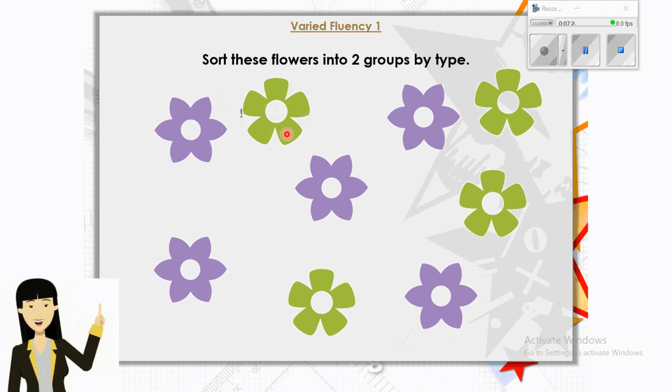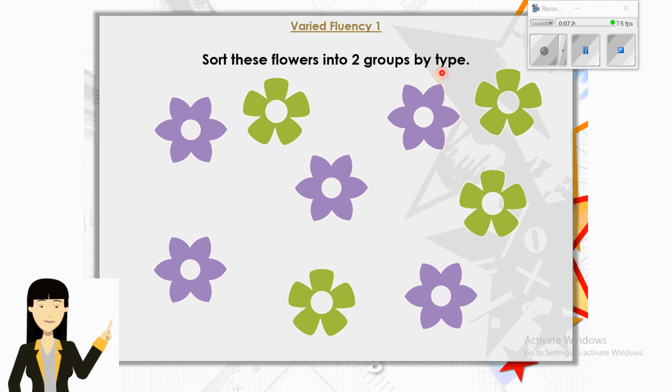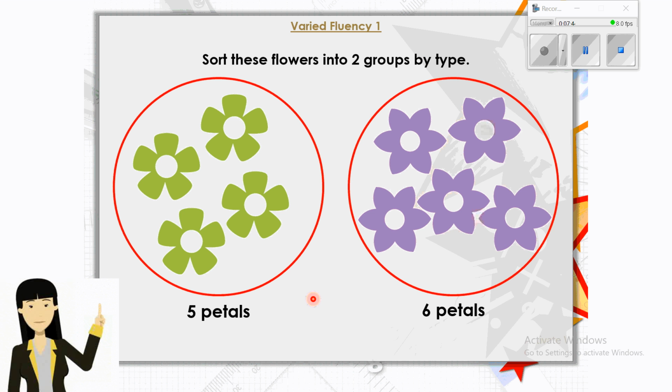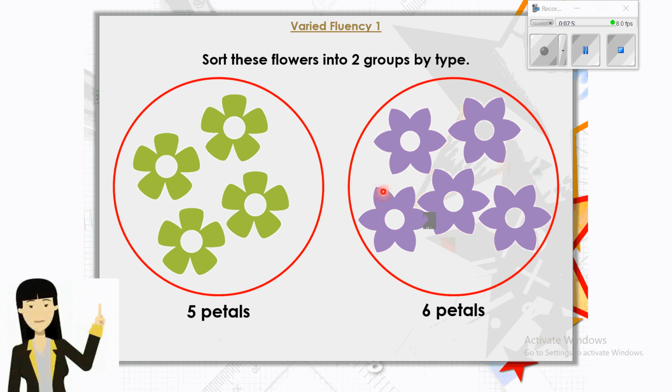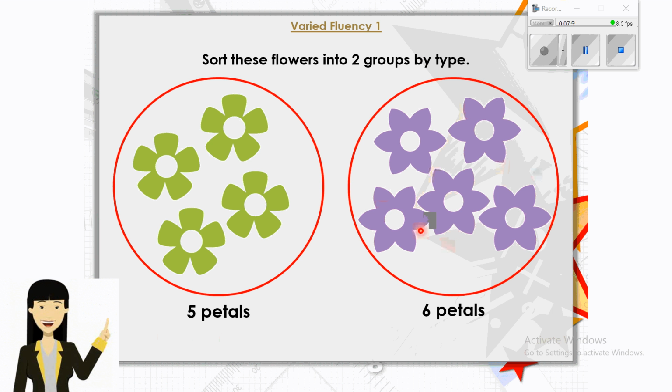So I'm sorting. How many by type? How many with 6 petals? 1, 2, 3, 4, 5. And how many with 5 petals? 1, 2, 3, 4. And this is my object. This is my answer. I have 4 flowers with 5 petals and 5 flowers with 6 petals.